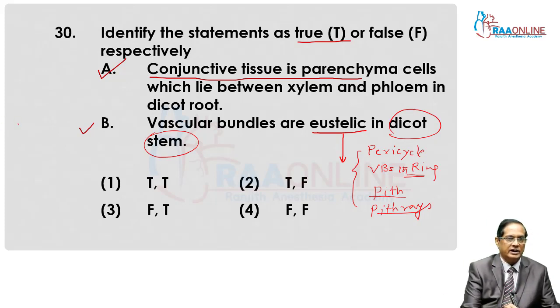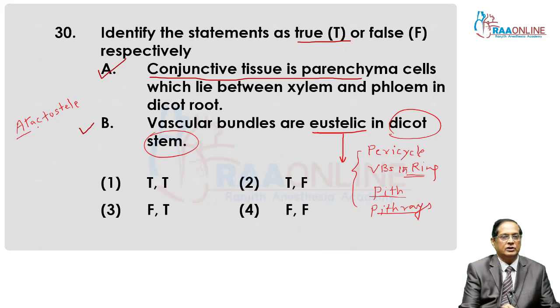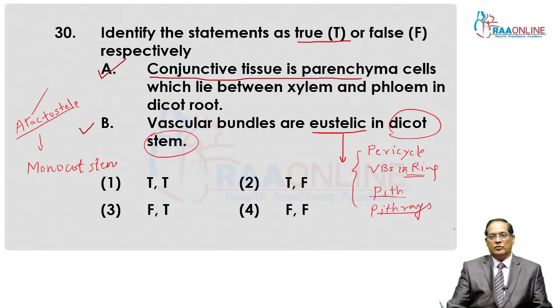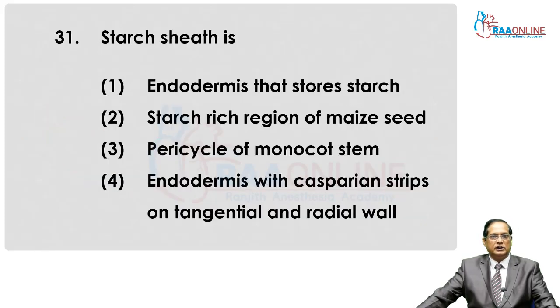For information, atactostele is found in monocot. The stele of monocot stem is atactostele, as against dicot stem, where eustele is there. Atactostele is an unorganized type of stele, whereas eustele is a well organized stele. So both the statements given here are true. 31st question.